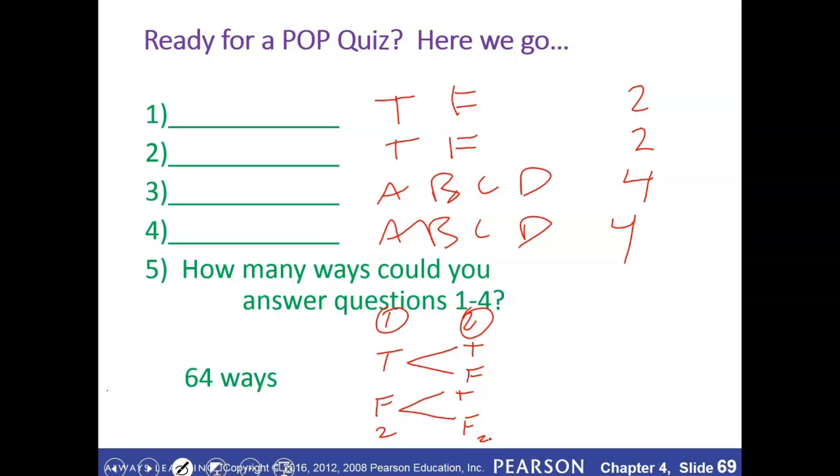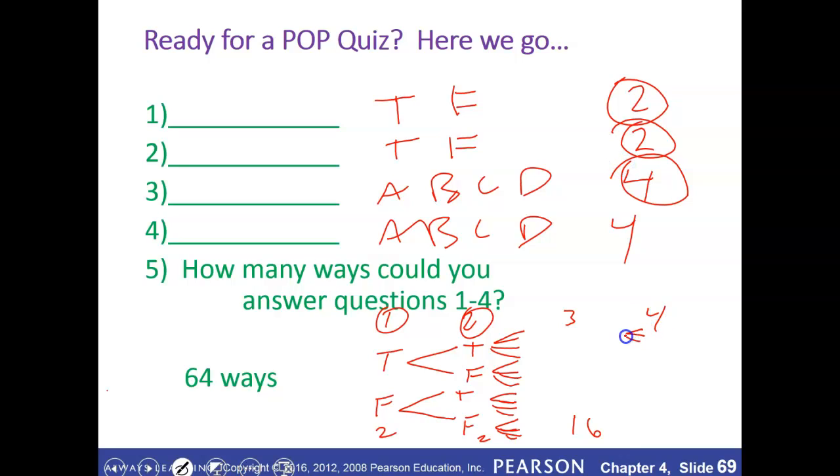2 times 2 is 4. Well, my third question had 4 choices. 1, 2, 3, 4 here. 1, 2, 3, 4 here. 1, 2, 3, 4 here. 1, 2, 3, 4 here. Well, that's 4 sets of 4. So that's going to be a total of 16 different choices. And one way to get that is to take 2 times 2 times 4. Well, then my fourth question had 4 more choices. So off of each of those 16 different choices, I'm going to have 4 more choices. So it's going to be 16 times 4 more, which is 64 different possibilities.